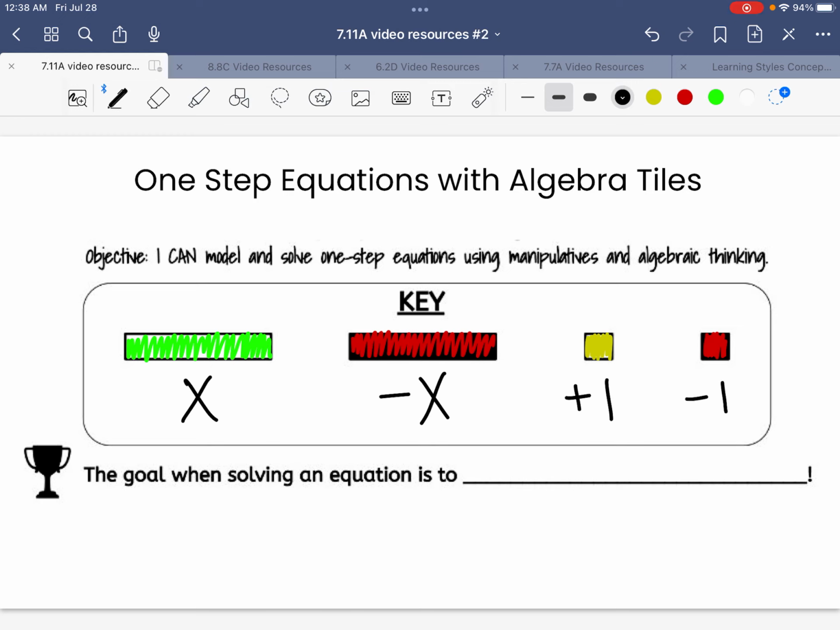Anytime that we solve an equation, our goal for solving the equation is to isolate the variable. That means that we want to get the variable all by itself.